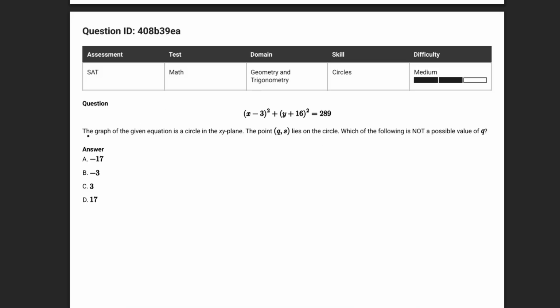Okay, next question. The graph of the given equation is a circle in the xy plane. The point Q, S lies on the circle. Which of the following is not a possible value of Q? So Q, S is just another way to say X, comma Y. They're just trying to confuse you. So it's just saying which values of X from the answer choices would not touch the circle or would not fall inside of it.